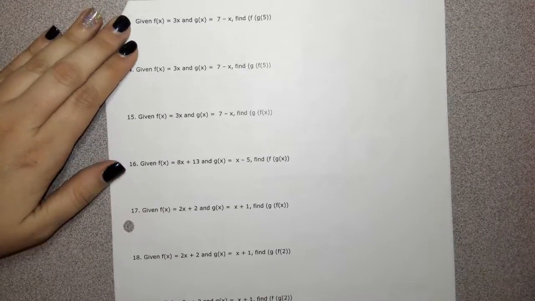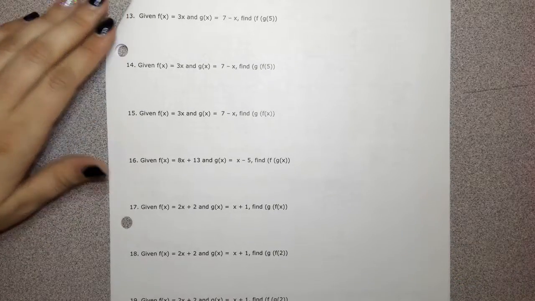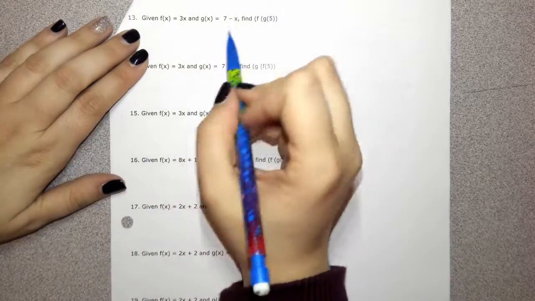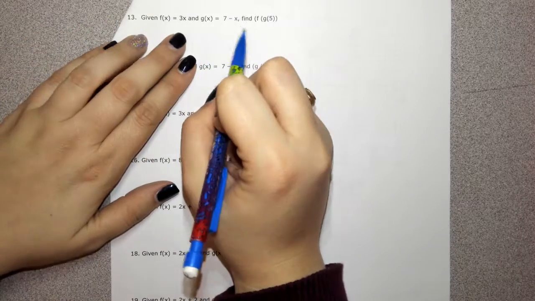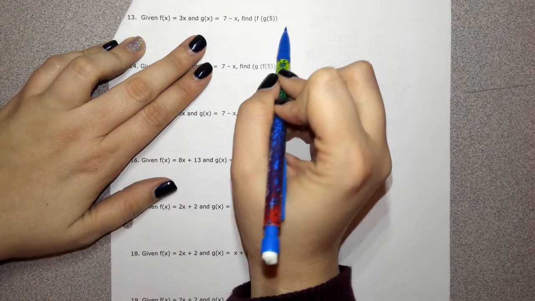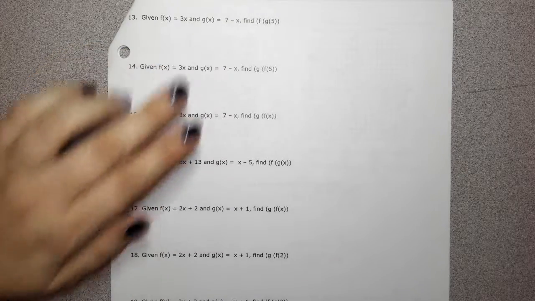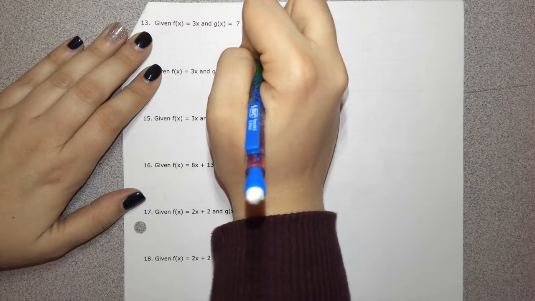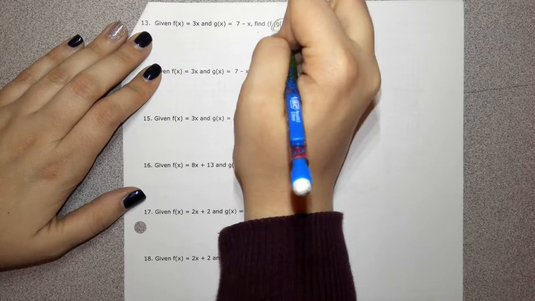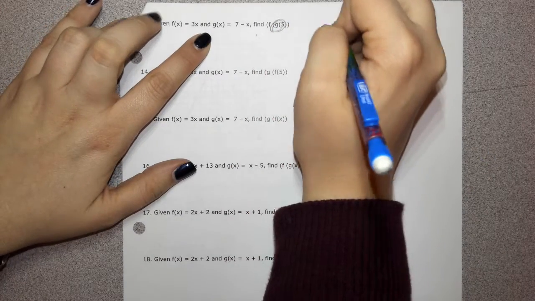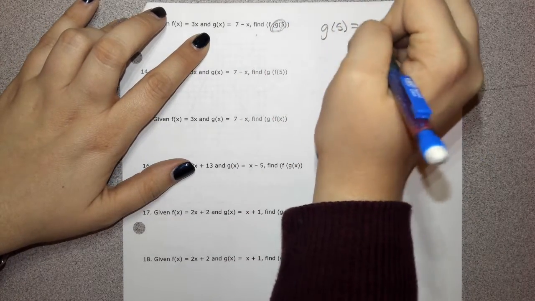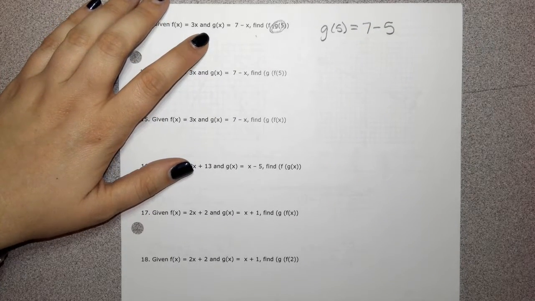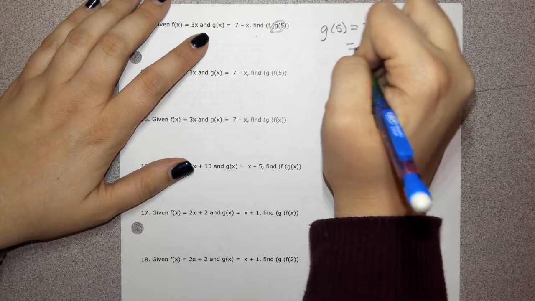All right, here comes the fun stuff, the stuff that you also really struggled with throughout the lesson. So make sure you're paying attention here. So given f of x equals 3x and g of x equals 7 minus x, find f of g of 5. Alright, well to find that, I'm going to do g of 5 first. So that's like saying g of 5 equals 7 minus 5. Well, what is 7 minus 5? It's 2. So this equals 2.